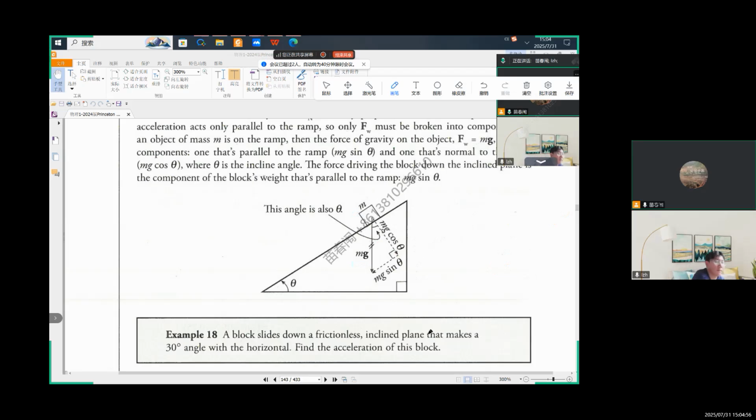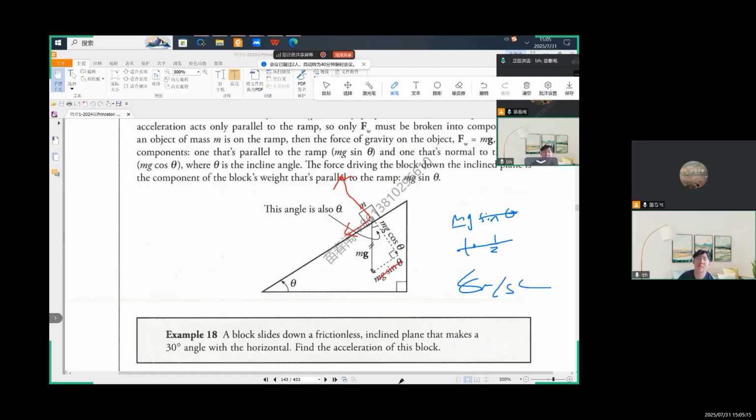Okay, can you do the question? Because I say this one is balanced, so the only vector here is mg sine theta. Sine theta is just sine of 30 degrees, and that's just 1/2. Gravity is 10, so it's just 5 meters per second squared.